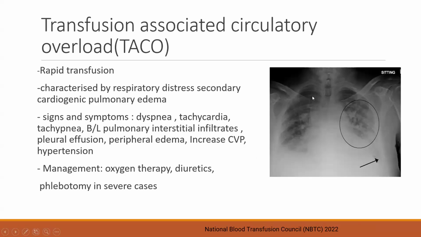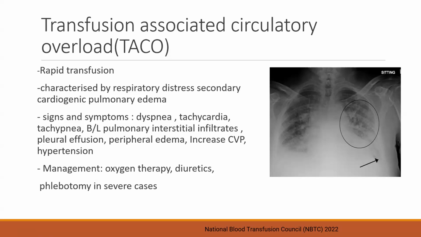Coming to the transfusion associated circulatory overload, it is a result of rapid transfusion of blood volume that is more than what the recipient circulatory system can handle. It is characterized by respiratory distress secondary to cardiogenic pulmonary edema. The recipients who are at high risk are the patients with cardiopulmonary compromise and renal failure, and infants and older patients.